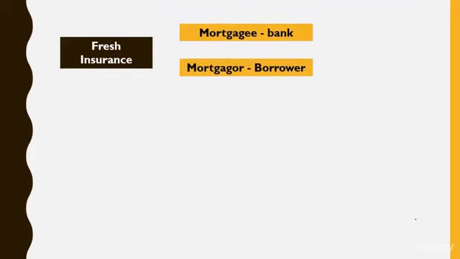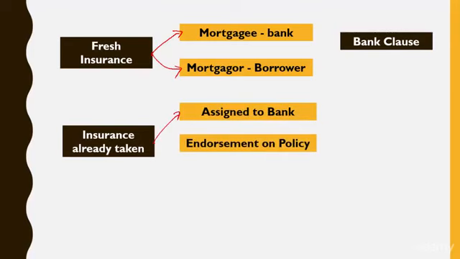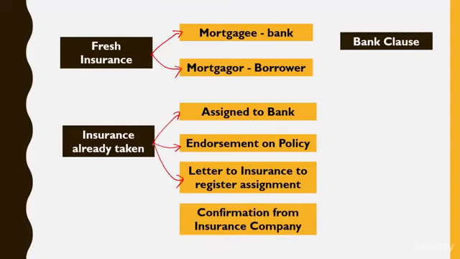Next, whenever a fresh insurance is taken, then the mortgagee should be marked as the bank and the mortgagor should be the borrower, and there should be a bank clause to protect the interest of the bank. And if the insurance is already taken, then that insurance should be assigned to the bank by having an endorsement on the policy, and a letter to the insurance company to register the assignment should be taken care of by the bank. And the branch should also ensure that confirmation is received from the insurance company.